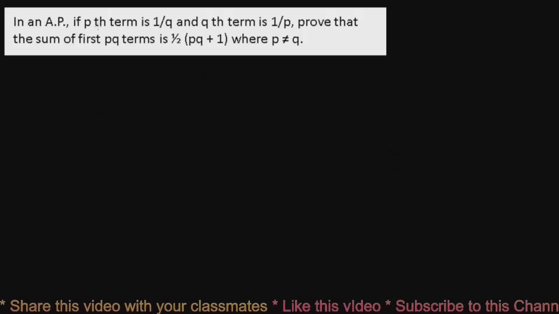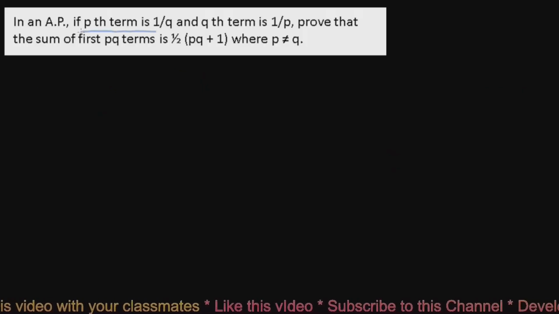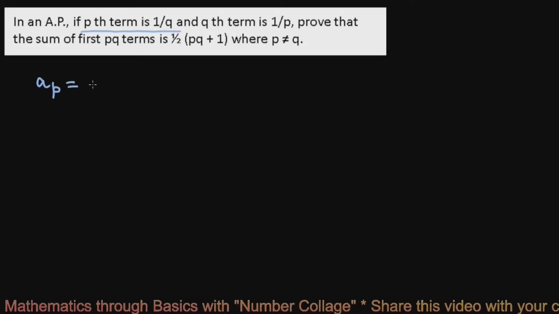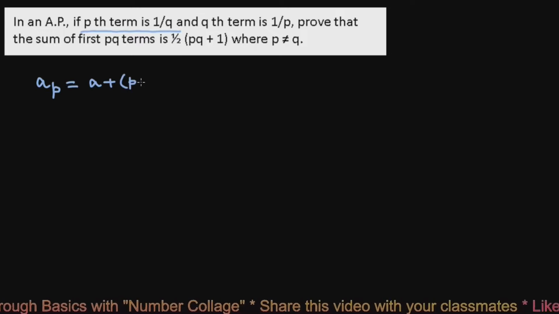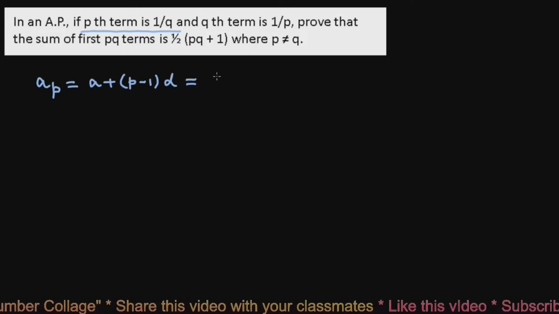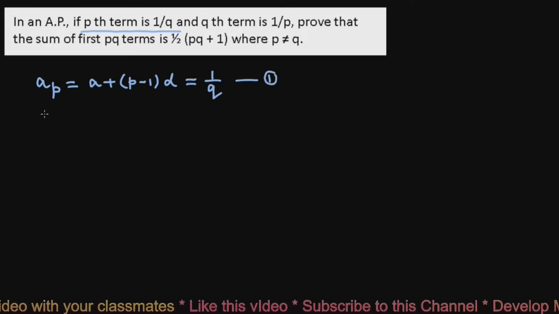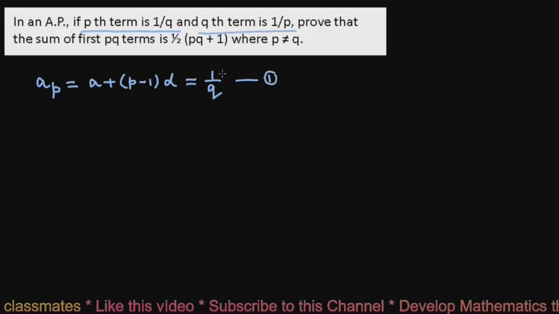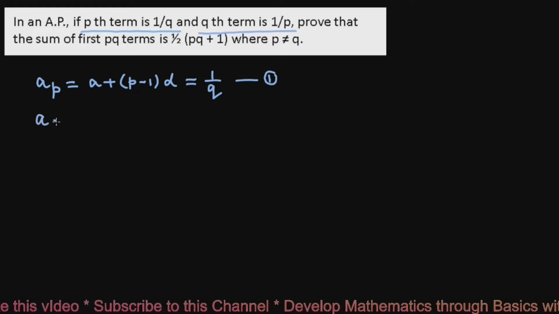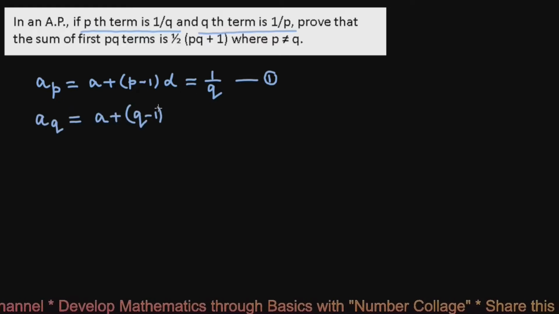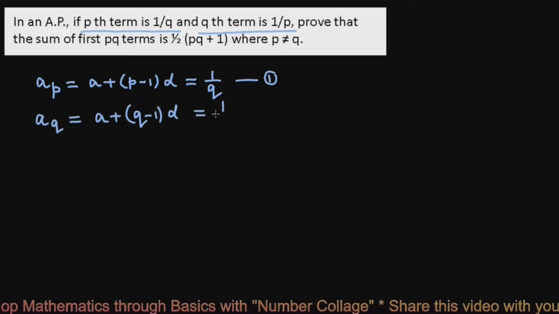In an AP, we are given that the pth term is 1 by q, which means that the AP is a plus p minus 1 into d, which is given to be 1 by q. We name this 1. Next, the qth term is 1 by p, which means aq equals a plus q minus 1 d equals 1 by p.